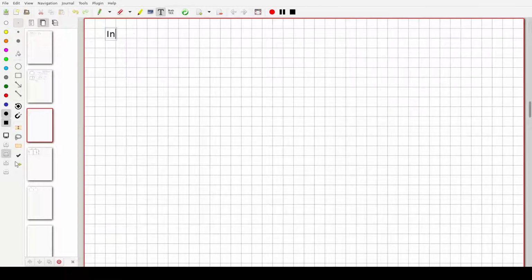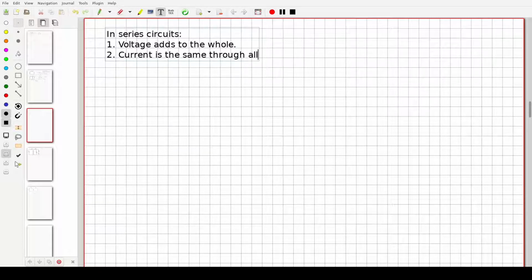And so in series circuits, here's what we know. The first thing is that voltage adds to the whole. So what that means is that the voltage across each component adds up to give you the total voltage, and that's a consequence of conservation of energy. The second thing we know is that the current is the same through all components.